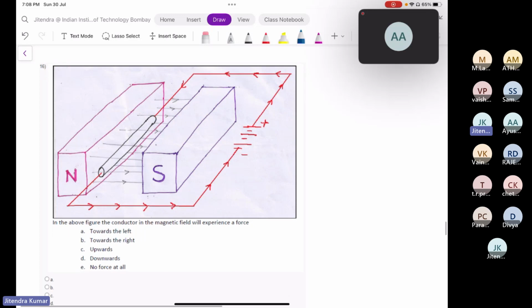In question number 16, you need to find out the direction of force. Which direction of force will the conductor experience if such current is flowing? Upward, sir. Upwards. So I got upward as a response.